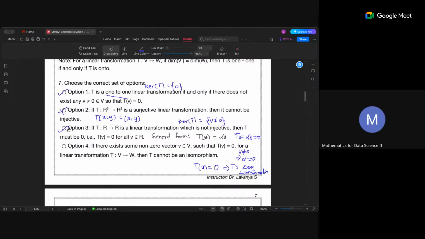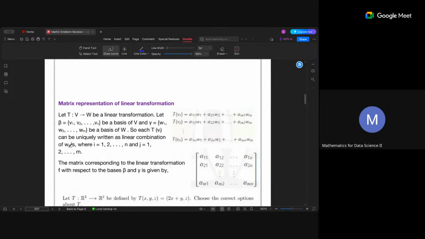What about option 4? If there exists some non-zero vector V such that T of V equals 0 for a linear transformation T from V to V, then T cannot be an isomorphism. The kernel contains a non-zero element, so T is not one-to-one. If T is not one-to-one, then T cannot be an isomorphism. So this statement is also true. Clear? For option 3, all vectors have to be mapped to 0. Yes. Okay, fine.